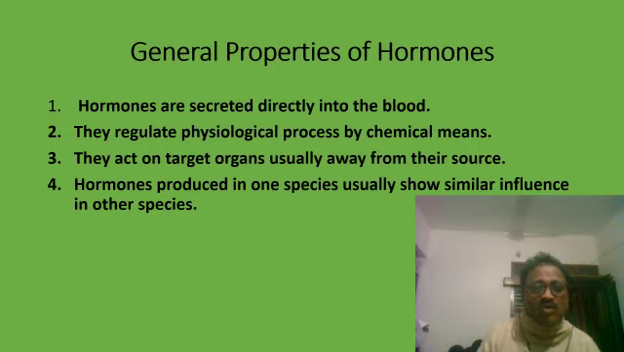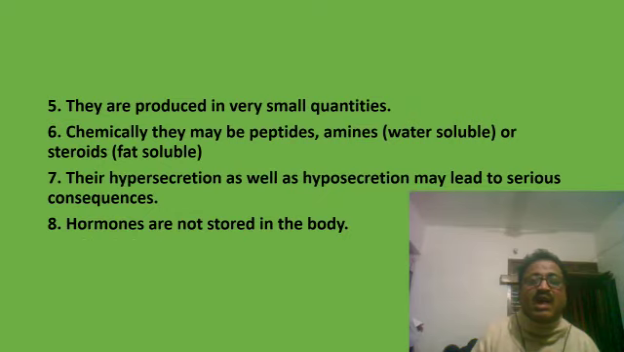Now general properties of hormones. Hormones are secreted directly into the blood. They regulate physiological processes by chemical means. They act on target organs, usually away from their source. Hormones produced in one species usually show similar influence in other species. They are produced in very small quantities. Chemically, they may be peptide, meaning protein, or amine, meaning amino acid, both of which are water soluble, or steroid, which is fat soluble.